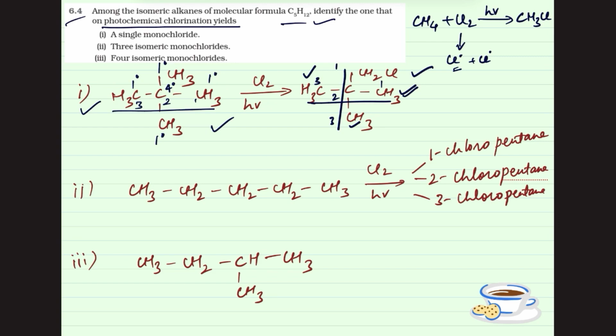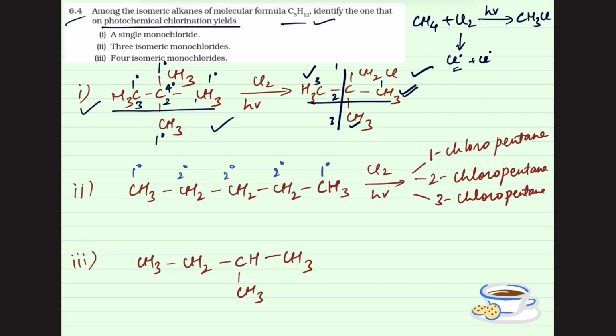Now the second part, 3 isomeric monochlorides. For 3 isomeric monochlorides, you will need 3 types of carbon atom, which when bonded to chlorine give 3 types of product. Now this is the primary carbon, this is the secondary carbon. Then this is also secondary carbon, this is secondary carbon, this is primary carbon.